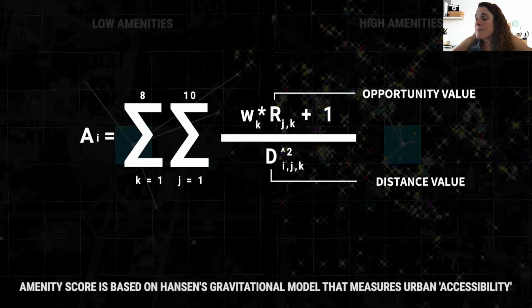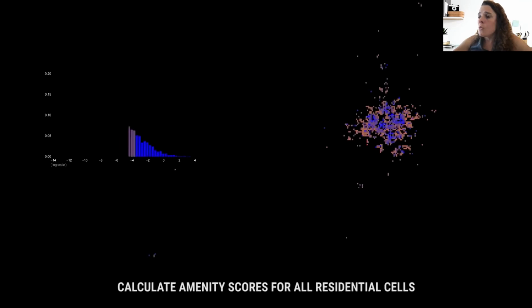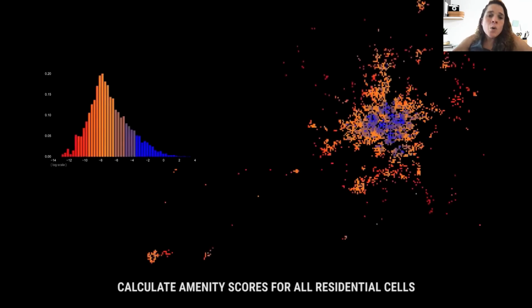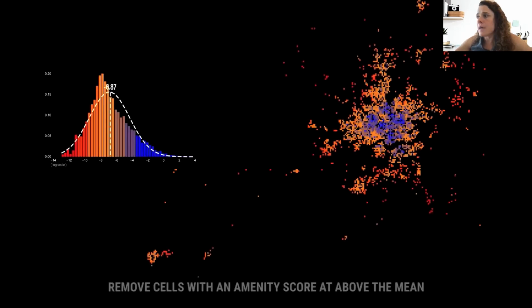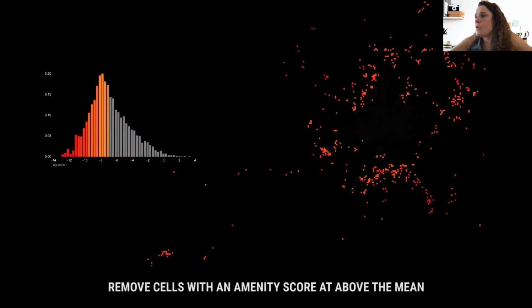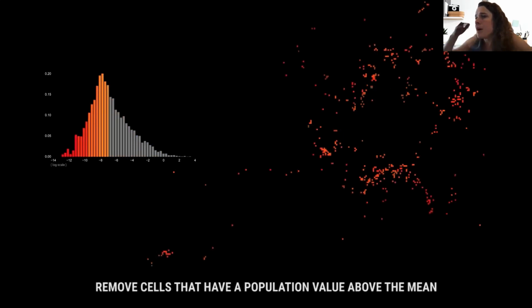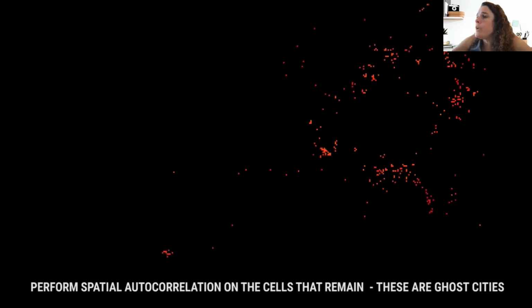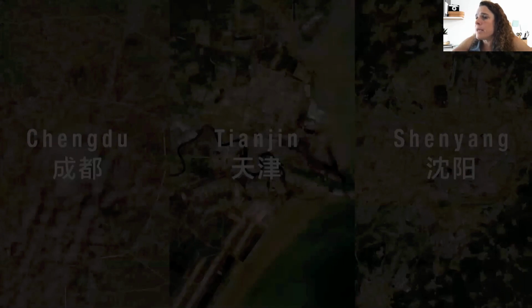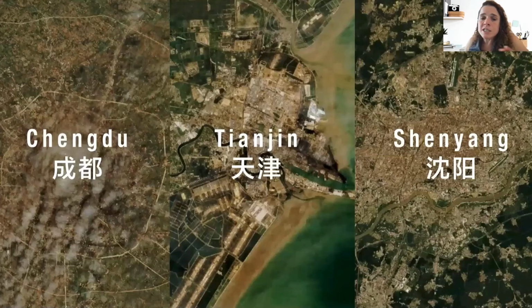We created an amenity score for each cell based on Henson's gravitational model, which takes into account the fact that we will travel much further in suburban areas to get to amenities. So the further away you are from the city center, you would allocate a different time to go to amenities. We looked at those highest amenity scores and then looked to see where they clustered spatially. We did this for 10 cities.